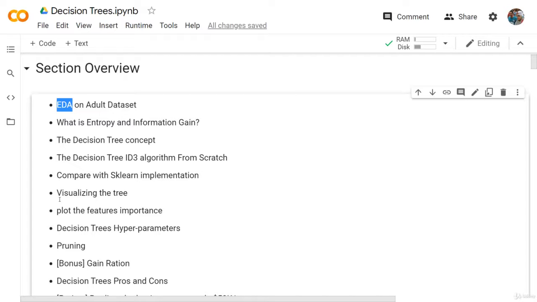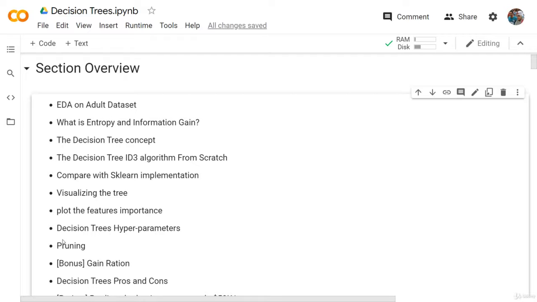After we compare our implementation with the sklearn implementation, we will visualize the tree. So the decision tree is actually a tree with branches, edges, vertices, and so on. So we need to visualize the tree to understand much better what is happening. And after visualizing the tree, we will plot the feature importance. So the decision trees are actually used for feature extraction or for understanding what are the most important features in our dataset. So after we understand what is entropy and what is information gain, in this part, we will see what are the most important features by just plotting them.